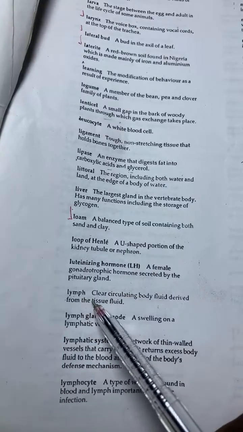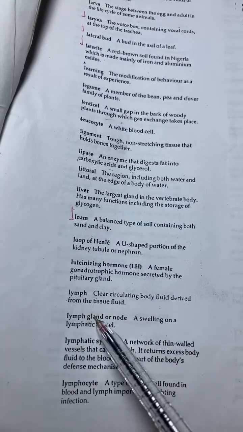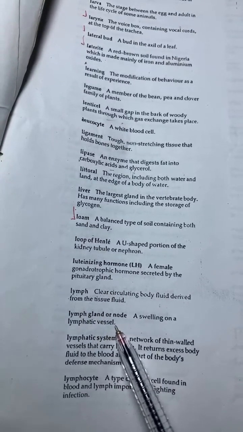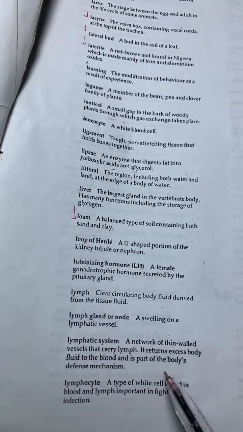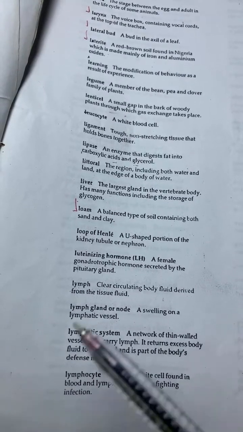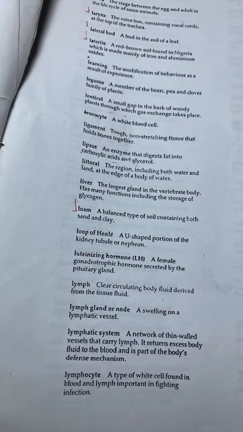Now we'll move on to lymph. Lymph is a clear circulating body fluid derived from the tissue fluid. Lymph gland or node is a swelling on the lymphatic vessel. Lymph system, a network of thin walled vessels that carry lymph. It returns excess body fluid to the body and is part of the body's defense mechanism. Are we together now? Good.